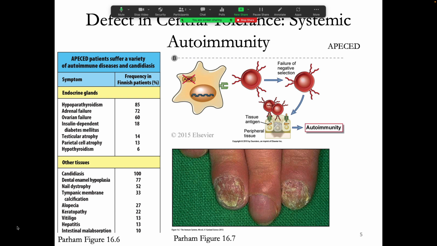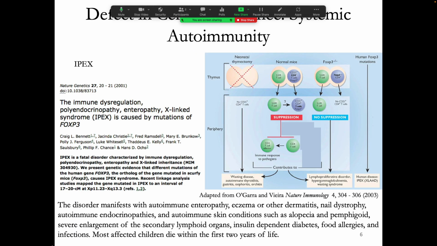The other big defect in central tolerance that we see is in another disease that's known as IPEX, and you can see IPEX listed there.